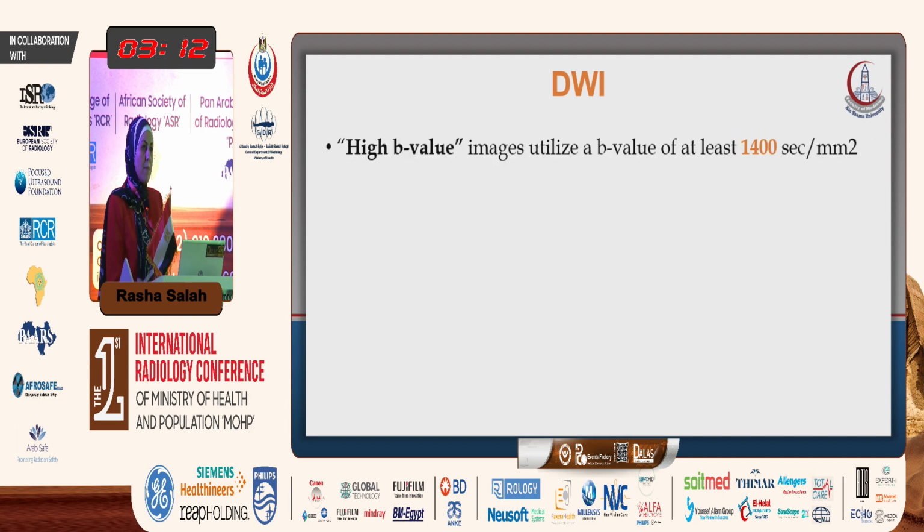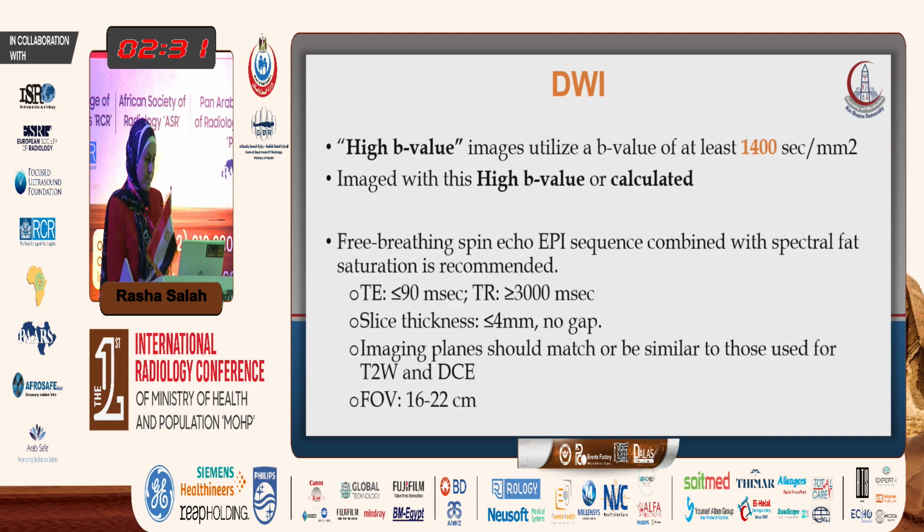We should use high b-values for prostate imaging, not the routine b-values of 800 or 1000. We should have b-values above 1,400, and this b-value can be obtained by 2 techniques. Either we instruct the machine to acquire these images by adding this b-value to our imaging protocol, or we can use the routine diffusion weighted image and then calculate the high b-value on the machine. This is now available on most machines: calculated high b-values from the routinely implemented diffusion.